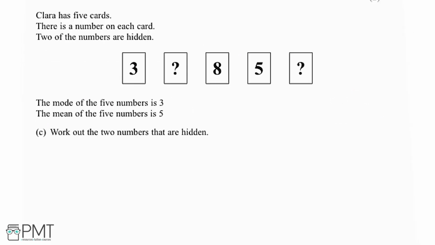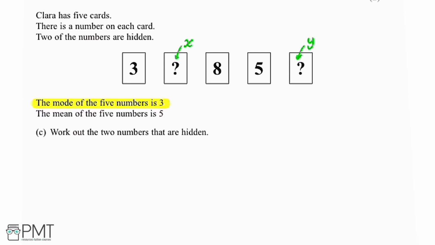So now we're told that Clara has 5 cards. There is a number on each card, and 2 of the numbers are hidden. The mode of the 5 numbers is 3, and the mean of the 5 numbers is 5. We need to work out the 2 numbers that are hidden. So I'm going to label these cards so we know what we're talking about. I'm going to call this card X, and this one over here Y. We're going to look at this line first. The mode of the 5 numbers is 3. So the mode is essentially saying the most common. So this is basically saying the most common number within the 5 of them is 3.